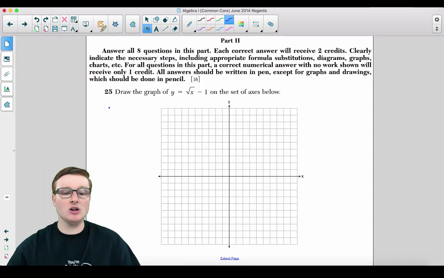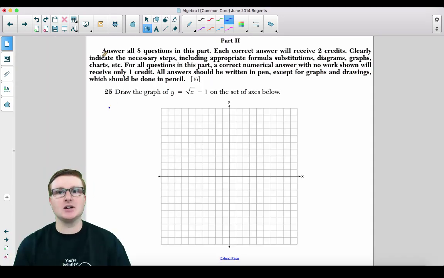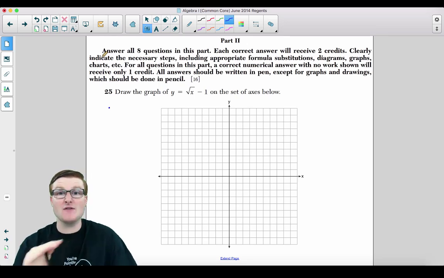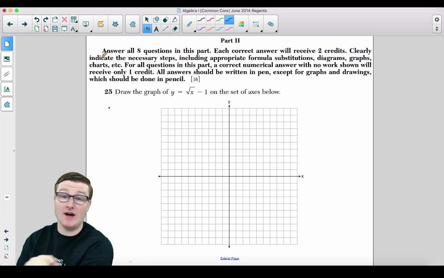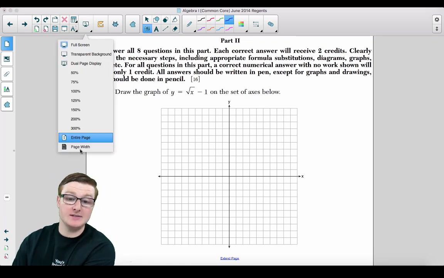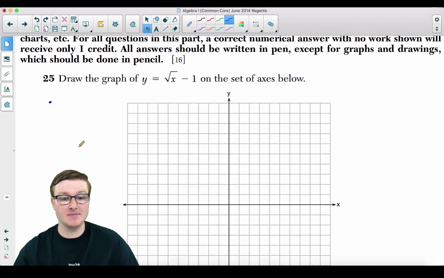Now, I want you to be a smart test taker. The part 2s are supposed to be quick, they're supposed to be fast, and they're supposed to be done within 5 minutes each. No more than 5 minutes. So let's go ahead and give this a try.